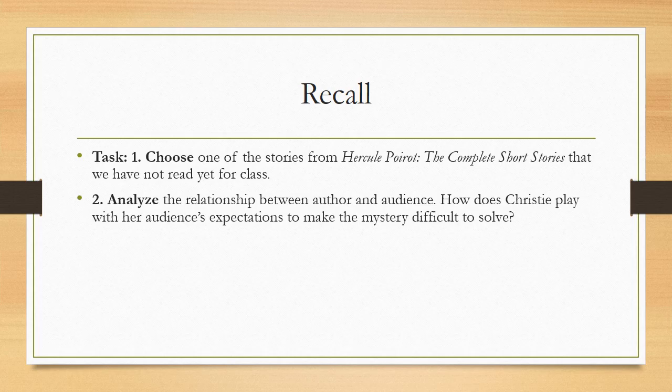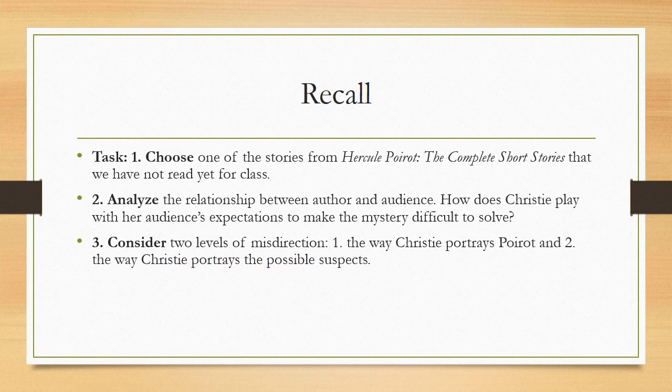So focusing on how she demonstrates her understanding of author and audience in one of her stories can help you better understand that relationship when you go to create your own compositions, which is what you'll be doing at the end of the quarter. Consider 2 levels of misdirection: the way she portrays Poirot and the way she portrays the possible suspects. So she's able to divert.